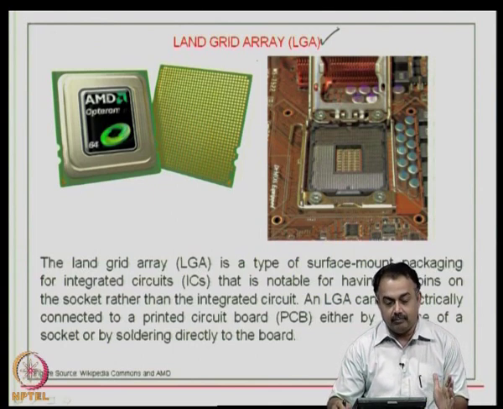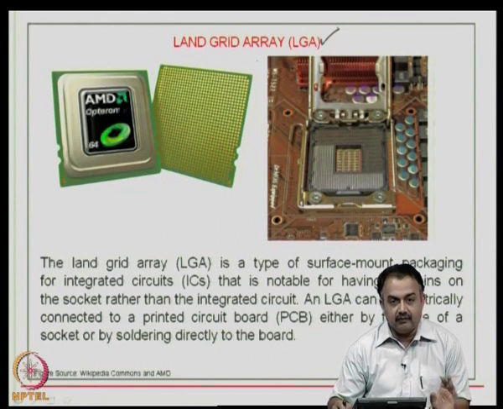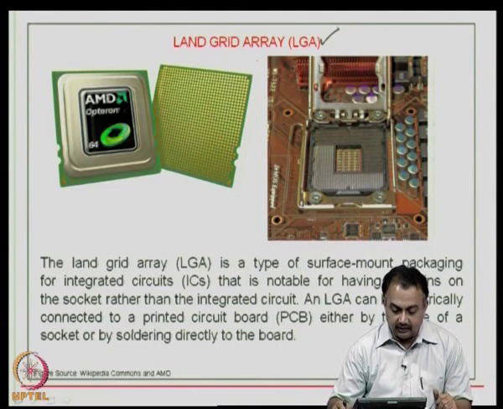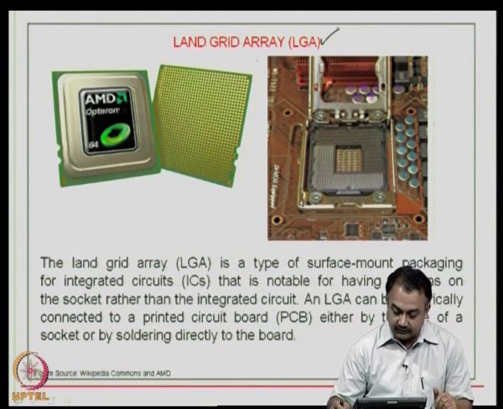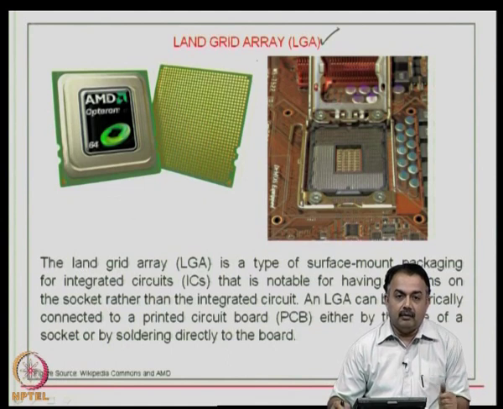It is very analogous to your pin grid array, but let us look at the definition and the structure of a land grid array. Land grid array is a type of a surface mount package. So, the first thing that information that you get is it is a surface mount package, it is not a through hole package. It is used for making typically microprocessors, integrated circuits that have high pin count greater than let us say 700 pins or IOs, and it is notable for having the pins on the socket rather than at the package substrate. So, that is the basic difference that you get.